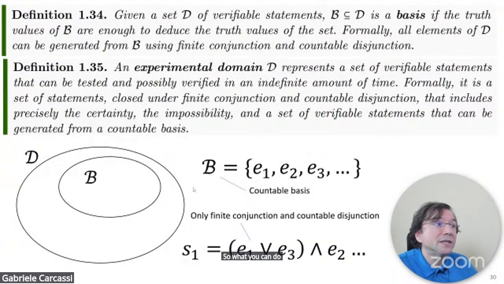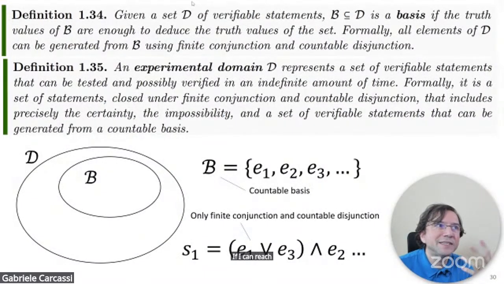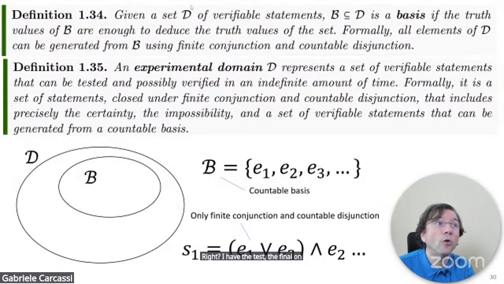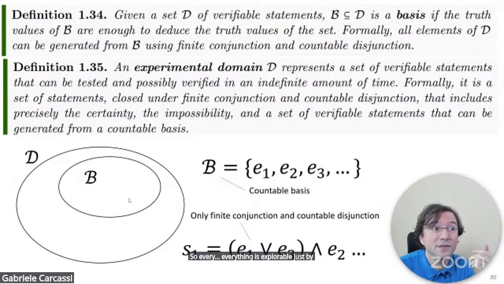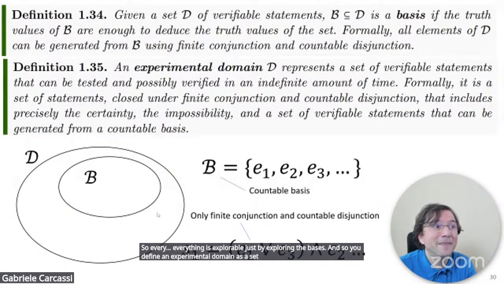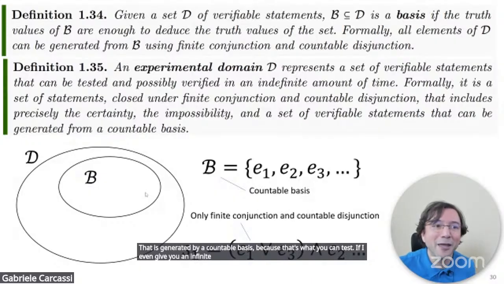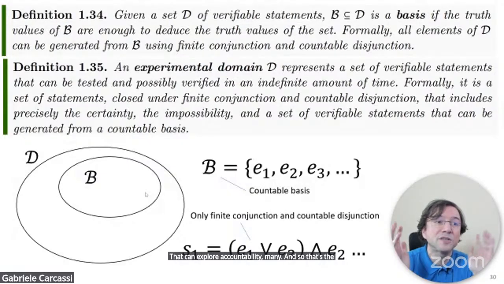So what you can do at that point is say, okay, now I have a set of statements, and I can say that these statements D are generated by a basis B, a set of statements, if I can reach every statement in D by finite conjunction and countable disjunction. So basically, I only know how to test B, right? I have the test defined on B, but all the verifiable statements in D can be constructed from the tests of B. So everything is explorable just by exploring the basis. And so you define an experimental domain as a set D that is generated by a countable basis, because that's what you can test. If I even give you an arbitrarily large amount of time, which is not infinite, you can only create a procedure that can explore countably many. And so that's the most that we can explore experimentally.